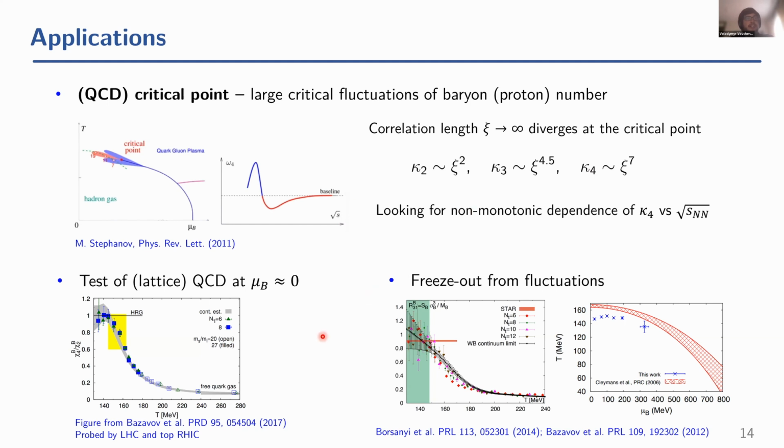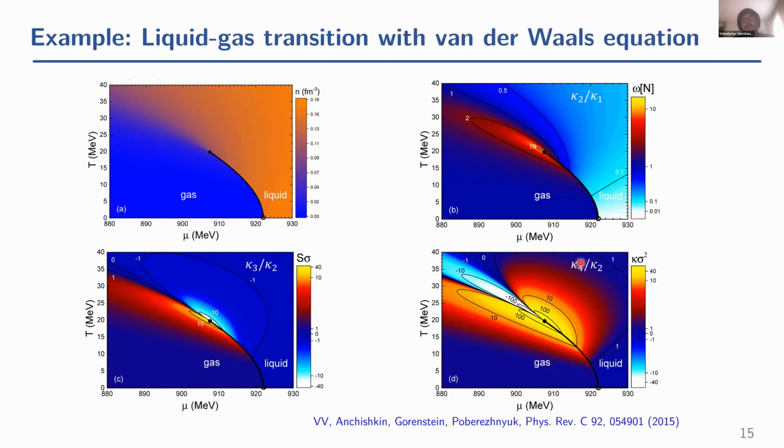Then there are a couple of other applications of fluctuations. At mu_B equals 0, you could test predictions of QCD for fluctuations, and you could also use fluctuations as a complementary tool to study freeze-out conditions. You could fit T and mu_B not to hadron yields, but to the cumulant ratios, and see whether there is a consistency in freeze-out from the yields and from fluctuations. But let us focus on the critical point.